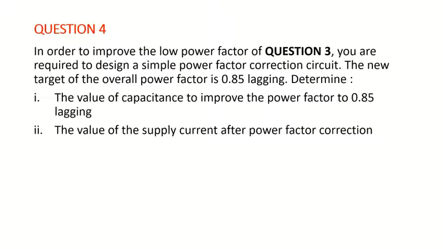So now we go to the next question, question 4. This question is to improve the low power factor found in question 3. The new target of the overall power factor is 0.85 lagging. So determine the value of capacitance to improve the power factor to 0.85 lagging, and then find the value of the supply current after you did the power factor correction.